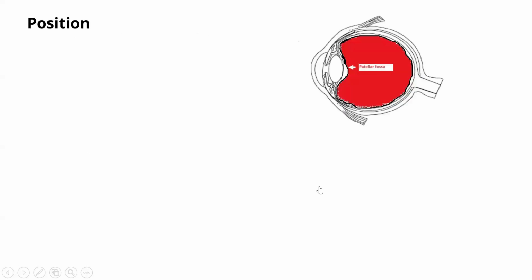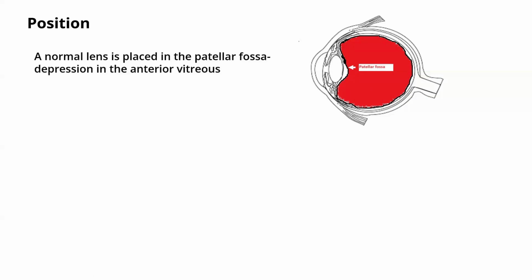So first is the position. Normally the lens sits behind the iris in the posterior chamber, and it is held by the zonules. Behind the lens is the vitreous, and on the anterior hyaloid face there is a depression called the patellar fossa in which the lens sits. This is the normal position of the lens. The normal lens is placed in the patellar fossa.